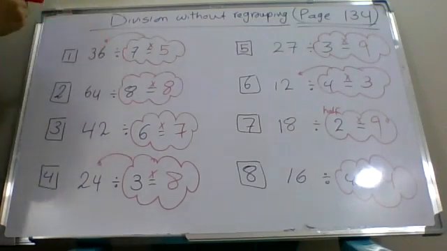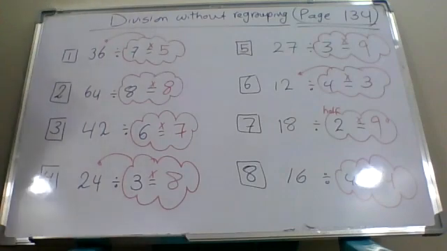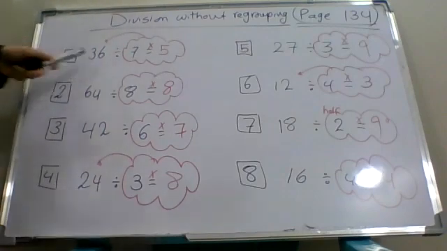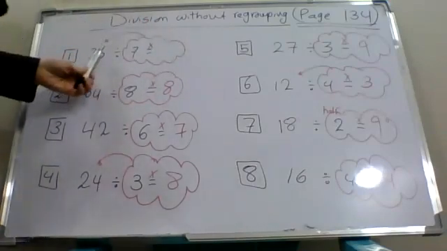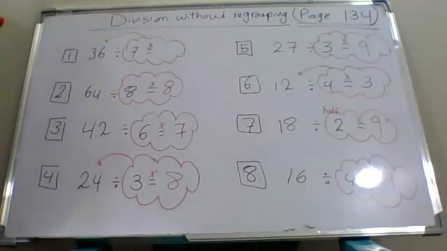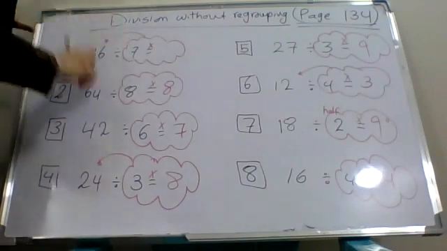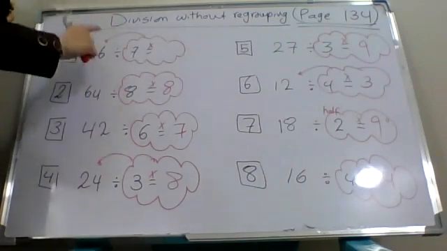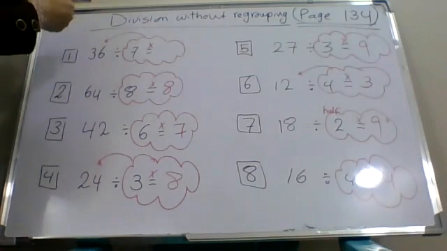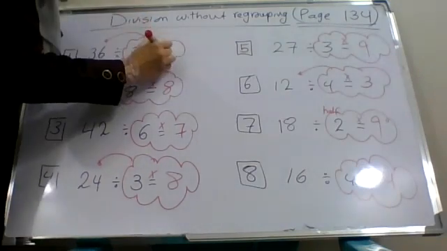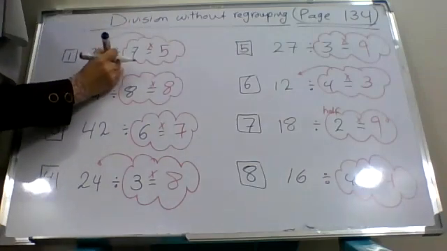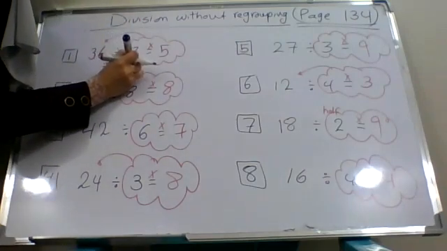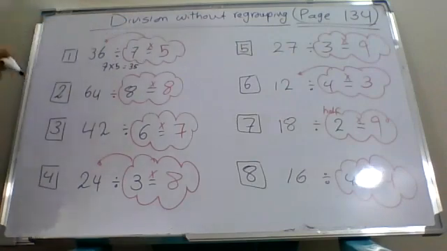36. Where can I find the 36 on the times table of the 7? I remember that when I multiply 5 times 7, it was 35. So I have 5, but I don't have only 5. I still have 1. So when I multiply 7 times 5, I have the answer 35. But still I have 1.